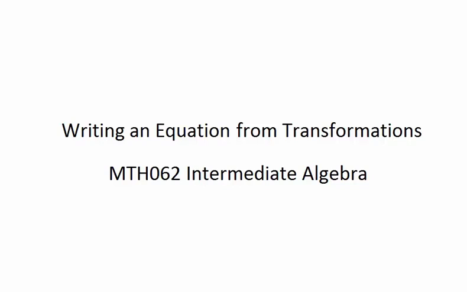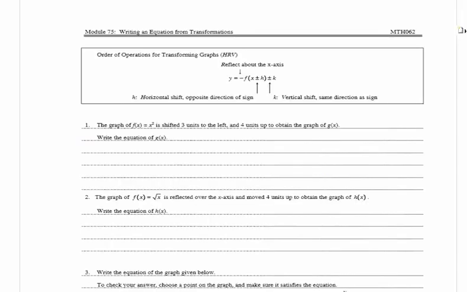In this video, we're going to be writing an equation from transformations. In number 1, it says the graph of f of x is equal to x squared is shifted 3 units to the left and 4 units up to obtain the graph g of x. Write the equation of g of x.